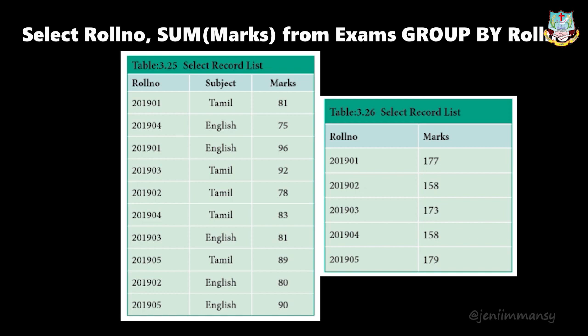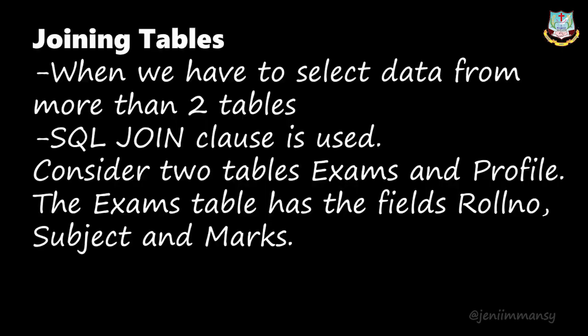Can you understand? SELECT roll number and then SUM, in the bracket we are giving marks. So for a single roll number, the marks will be summed, from exams GROUP BY roll number. That means roll number wise, the marks will be added up and we'll get the result. Here if you see, 201901 mark is 177. Here we had Tamil 81 and English 96, right? So if you add that, we'll get 177. Likewise, it's added up for each roll number. Understood? This is called grouping. Okay. Next one is joining tables.